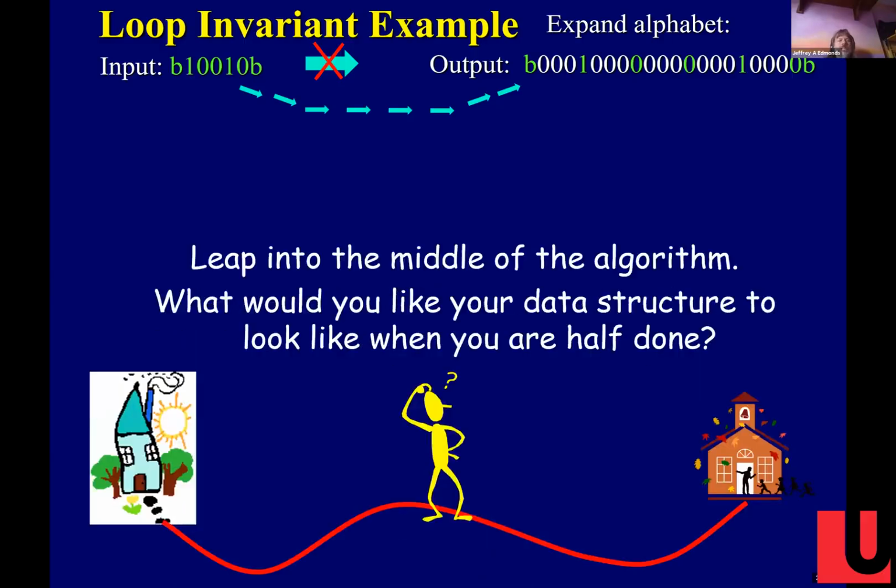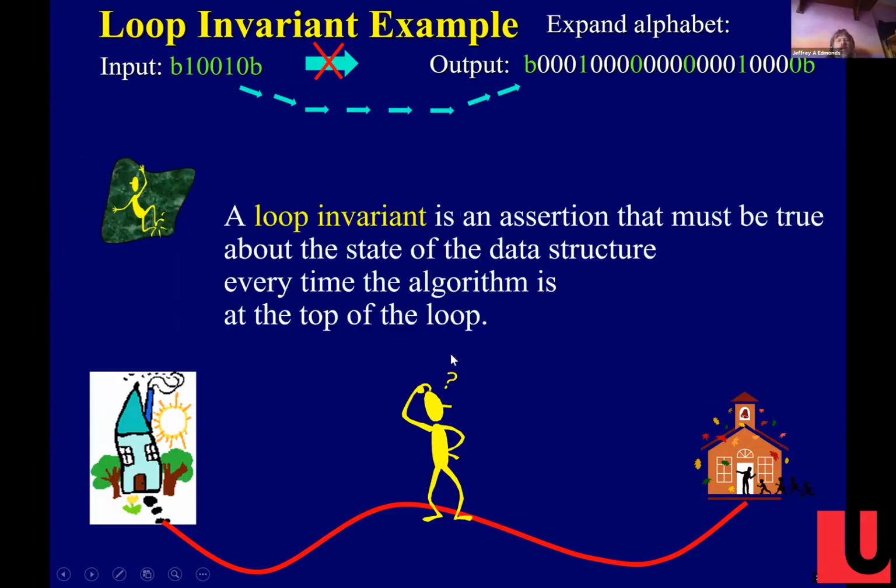I'm starting at my precondition, and I'm going to my postcondition. I can think about what I want to be true in the middle of the computation. So a loop invariant is just an assertion at a particular point in the code that tells you what needs to be true when you're at that line of the code.